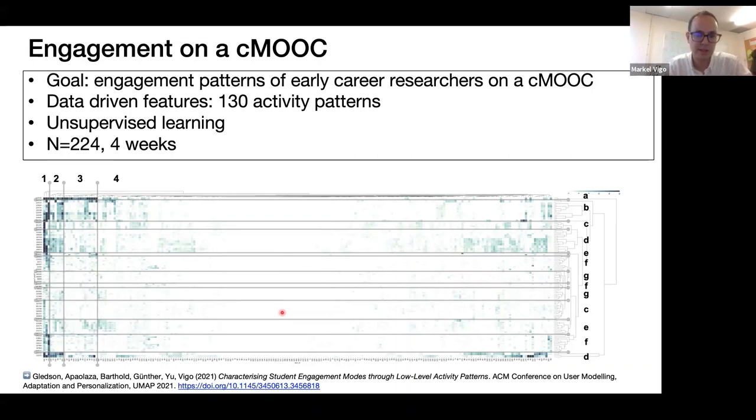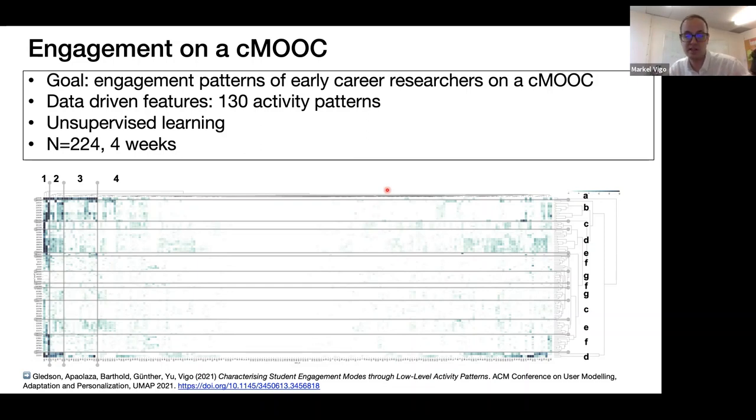We identified the engagement patterns of researchers on a connectivist MOOC over 4 weeks. We had 224 participants. And in a data-driven fashion, as we mentioned before, we got 130 activity patterns, which are the rows of this dendrogram, and the columns are all the users we had. By applying unsupervised learning techniques like hierarchical clustering and so on, we found that by using this low-level approach, we don't only confirm what the literature says about how people engage with MOOCs.